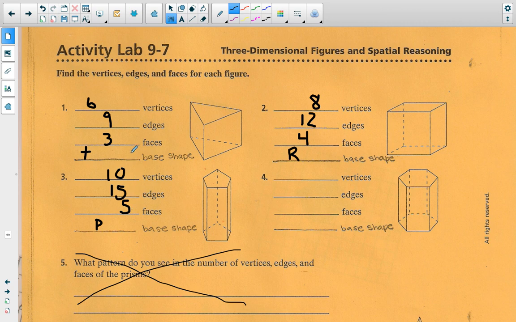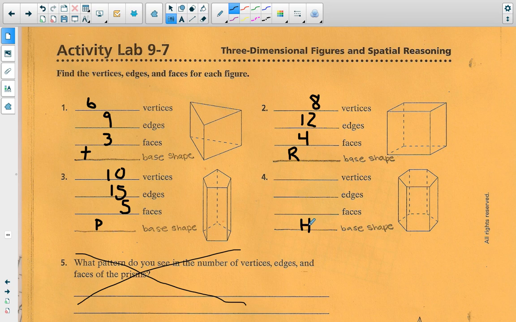Does that work for all of them? Yeah, you can see the 3 times 2 is 6. 3 times 3 is 9. 4 times 2 is 8. 4 times 3 is 12. It will always work when you have a pyramid. 1, 2, 3, 4, 5, 6. This base shape is a hexagon.